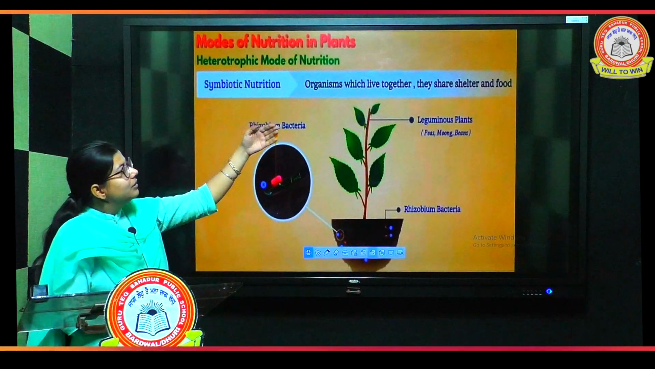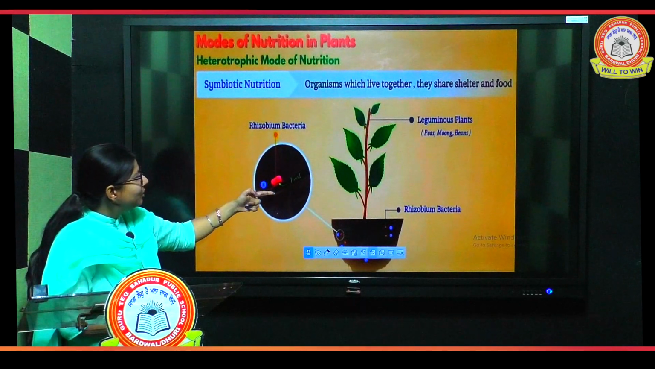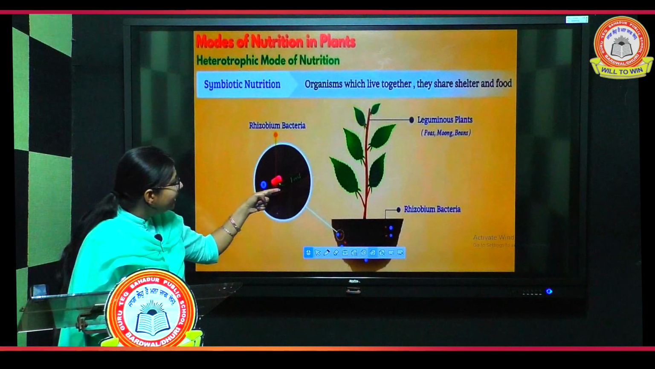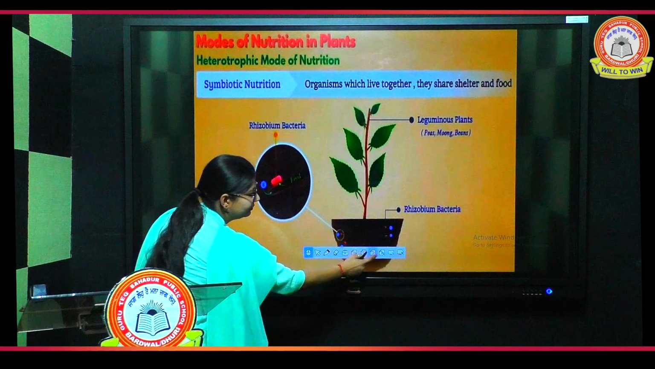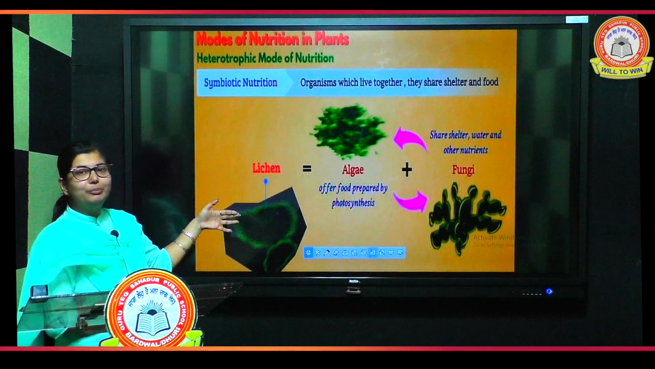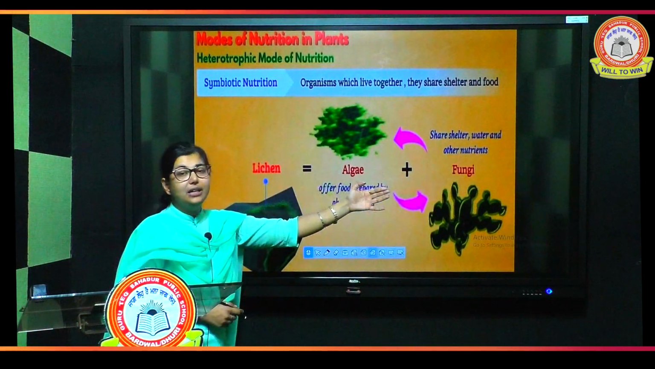Next one, again this example is explained here. You can see Rhizobium bacteria is taking food from the green plant and providing nitrogen to the plant. You can see here, it is mentioned. Fine. Now next is another example, lichen. Now what is lichen? It is a combination of algae and fungi.